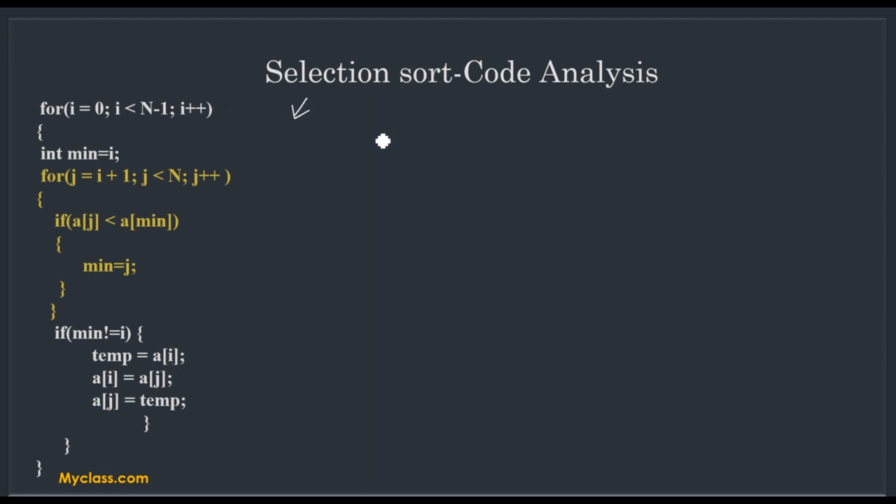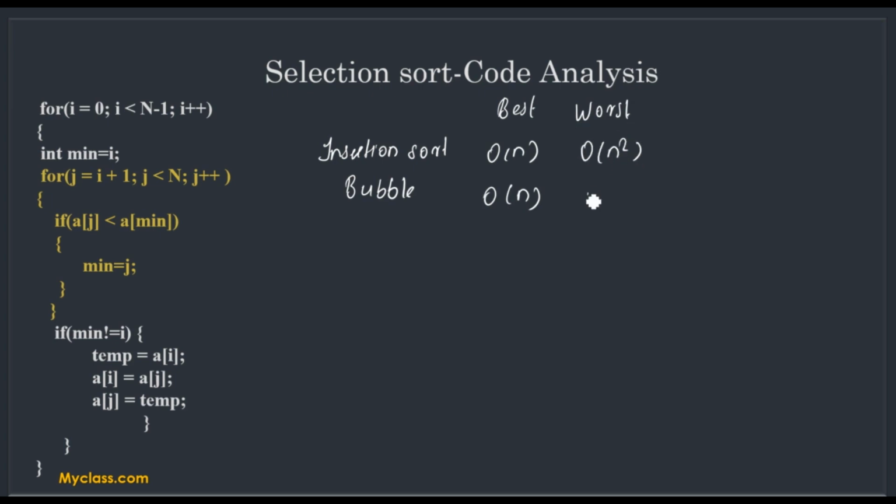So our two loops are here. When we are considering insertion sort and bubble sort, what is the best case? Best case of insertion sort is order of n, and also bubble sort is order of n. Worst case is order of n square, and order of n square in bubble sort also. So average is also order of n square and order of n square. Now we are going to calculate the best case, worst case and average case of selection sort.